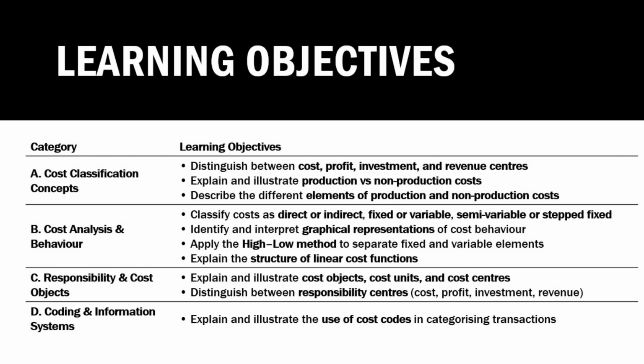Third, responsibility and cost objects. You should be able to explain what a cost object is, what a cost unit is, and what a cost center is. And you should be able to distinguish between the different types of responsibility centers: cost centers, profit centers, investment centers, and revenue centers. And finally, coding and information systems. You should be able to explain how organizations use cost codes to categorize and track transactions consistently. This is exactly what exam questions are built around.